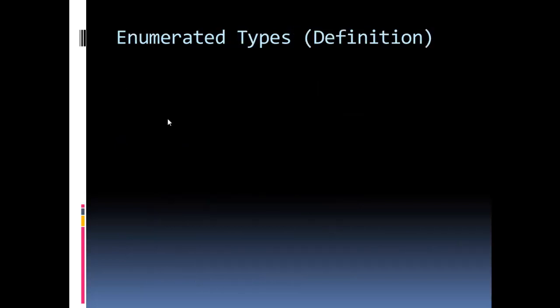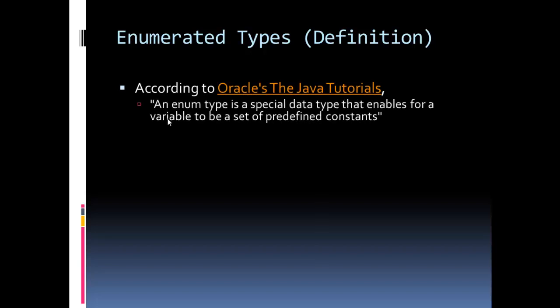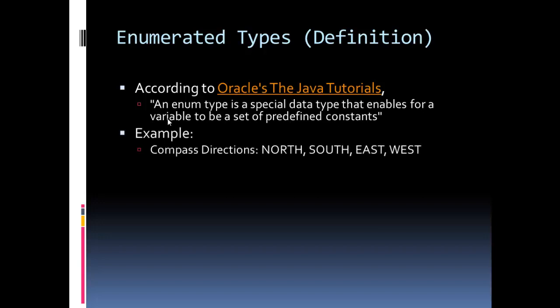So here's the definition. According to Oracle's Java tutorials, an enum type is a special data type. It enables for a variable to be a set of predefined constants. Predefined, we determine what they are at the beginning, and they're constants, which means they never change. Okay. So the example might be compass directions, like north, south, east, and west. Okay, north is always north.